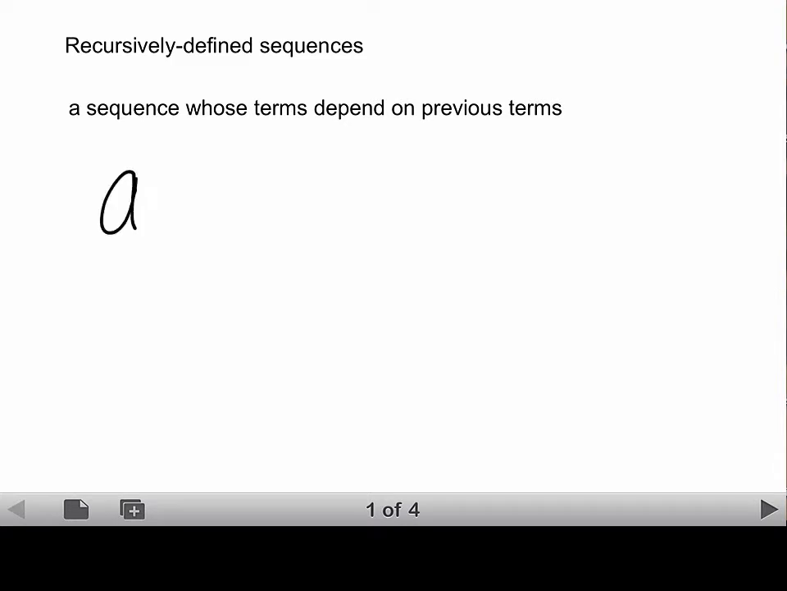In this session, we're going to explore recursively defined sequences. A recursively defined sequence can be characterized as a sequence whose terms depend on previous terms. These are typically expressed as a sub n, my nth term, is, for example, 3 plus a sub n minus 1, where whatever the term you're trying to get is, you have to know the term that came before it.